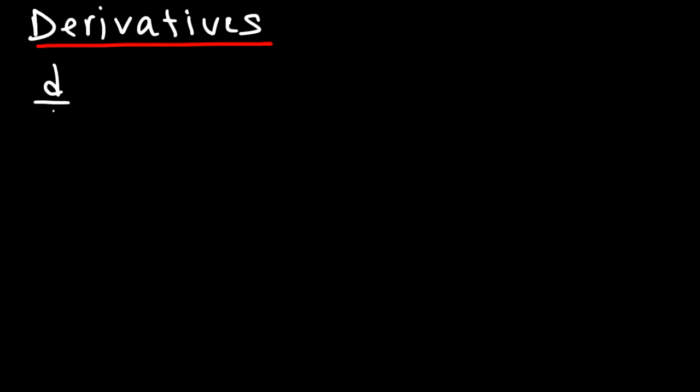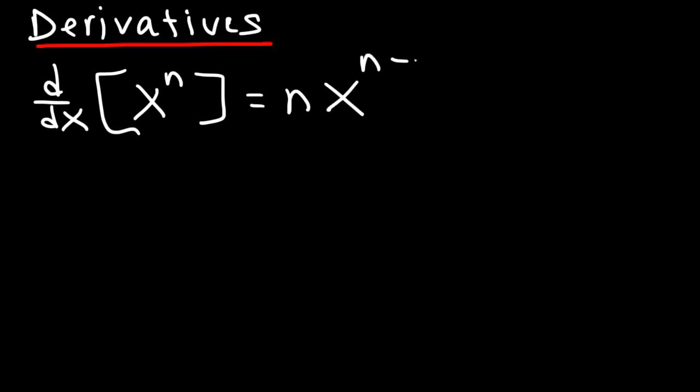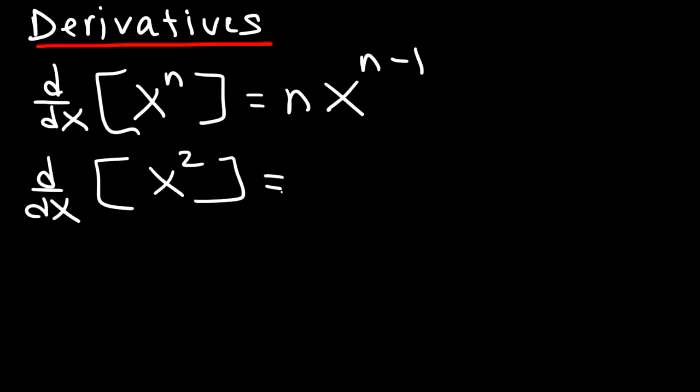Now let's move on to number 2, derivatives. So how can we find the derivative of a function? The most basic rule you need to know is the power rule. The derivative of a variable raised to a constant, such as x raised to the n power, is n x raised to the n minus 1. So how do we apply that? Well, let's say if we want to find the derivative of x squared. So in this case, n is 2.